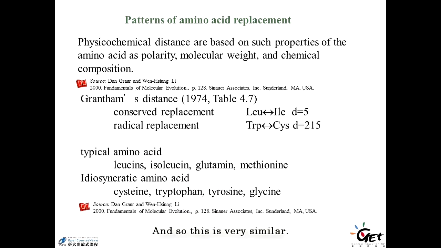And so this is very similar. But we can also look at the chemical and physical properties. This approach was taken in the 70s. Grantham used distance metrics to describe how likely, or how similar, two given amino acids are.